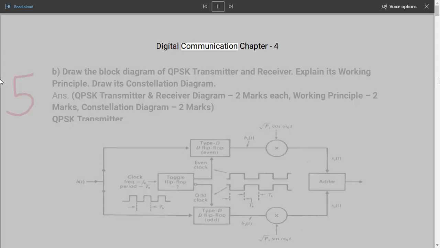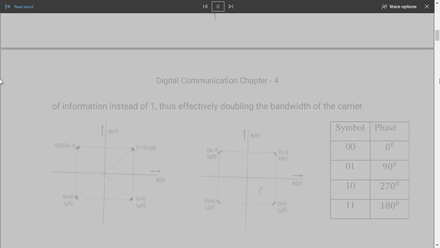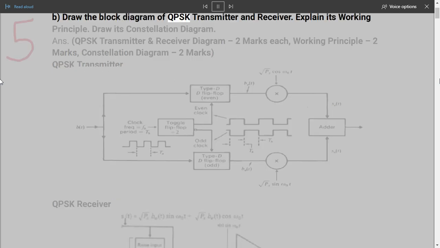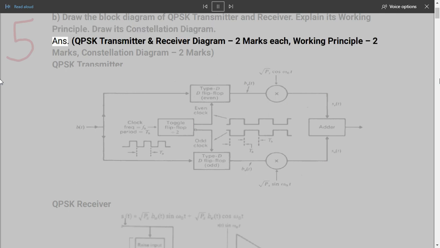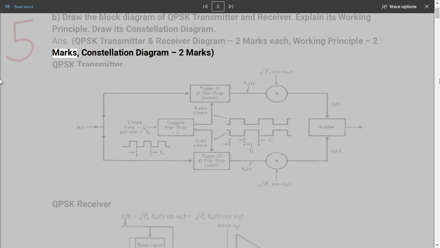Digital Communication Chapter 4. 1. B. Draw the block diagram of QPSK transmitter and receiver. Explain its working principle. Draw its constellation diagram. ANS: QPSK transmitter and receiver diagram, 2 marks each. Working principle, 2 marks. Constellation diagram, 2 marks.